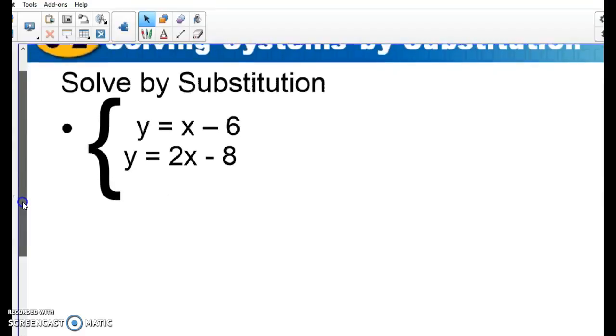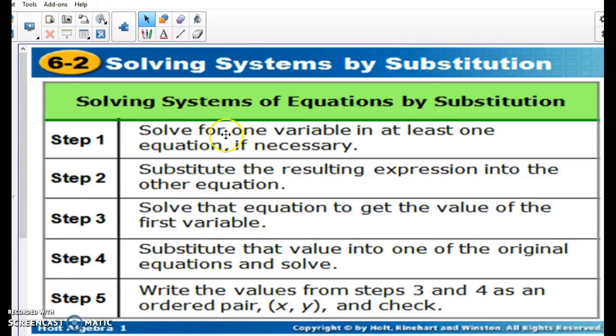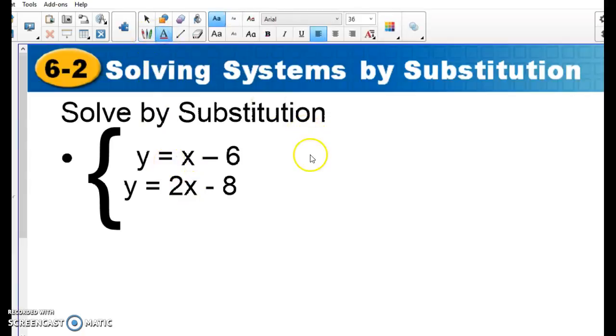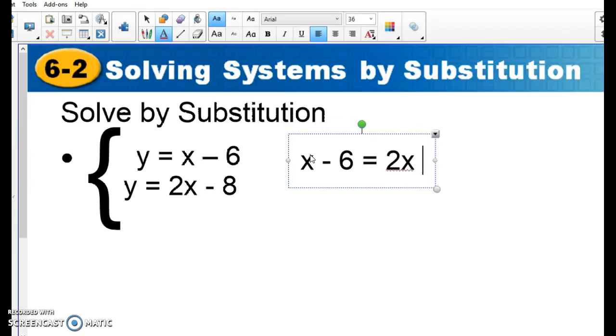So something like this. Both of them say y equals x minus 6, y equals 2x minus 8. They both say y equals. These are the ones we like, because we can skip step 1 of solving for a variable since it already says y equals. Since I know y equals this and y equals this, those two equal each other. So I'm going to set this up as x minus 6 equals 2x minus 8. We know that's true because this equals y and this equals y, which means this has to equal this. And now we're really just going back to section 2 and solving for x.